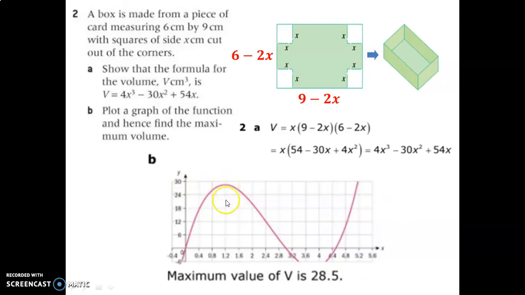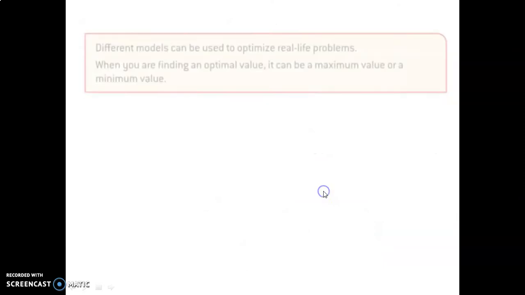And that occurs at some x value. So I don't know if I have it here in the solution, but what x value produces it? Hopefully you saw that on your calculator as well. It looks like something like 1.3. So if you cut off about 1.3 from here, then you would have that optimum volume. Great, let's look at another one.